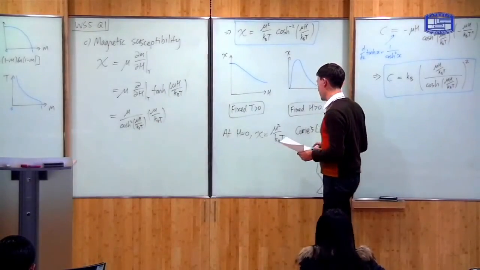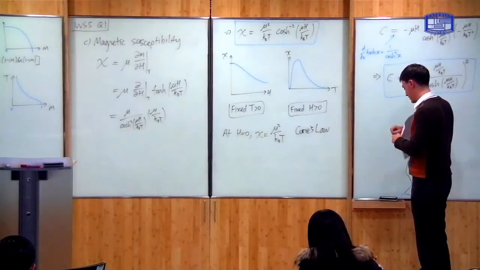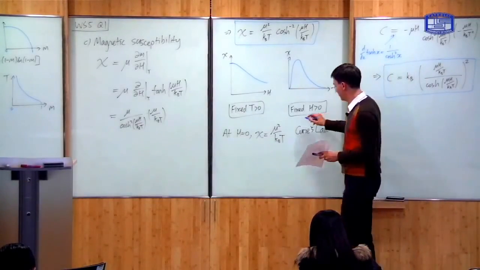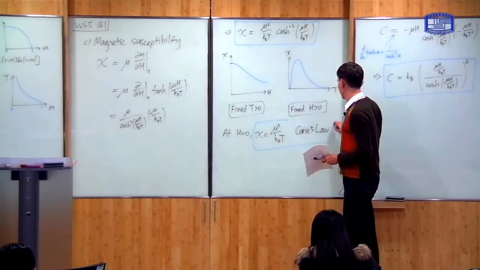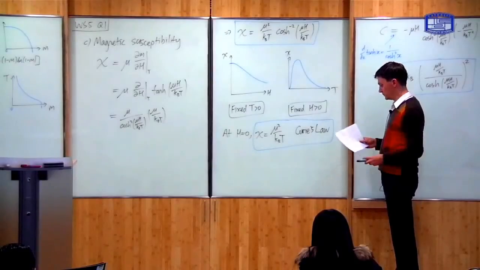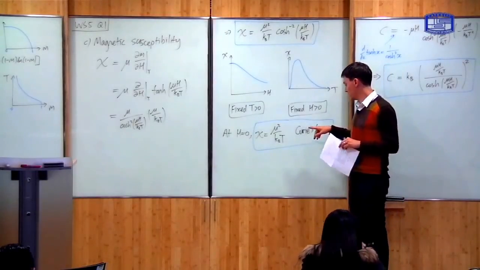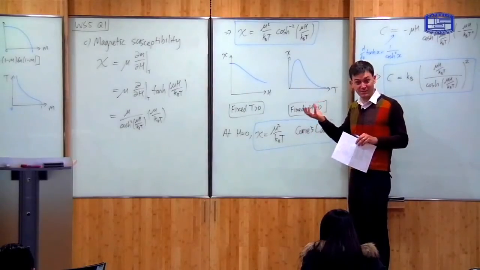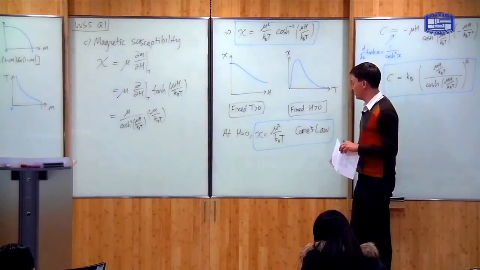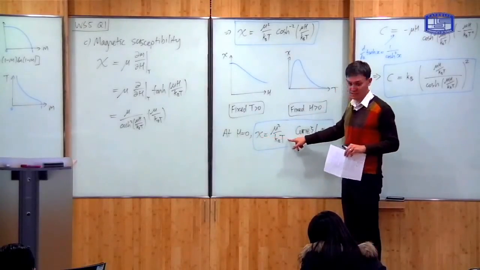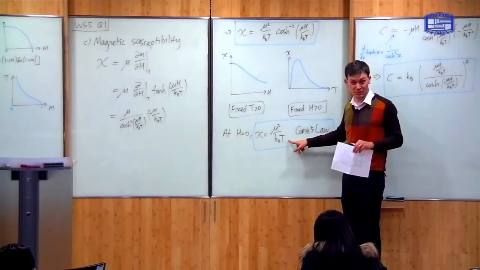It was discovered, I think, by Pierre Curie, the husband of Marie Curie. And he discovered this law experimentally. So he was looking at paramagnetic materials, and he found that if he measured their susceptibility, then the susceptibility went like 1 over T. It was inversely proportional to temperature.